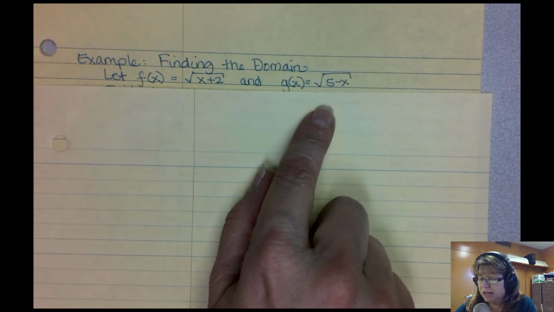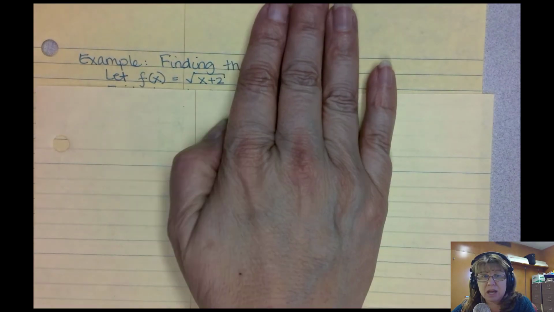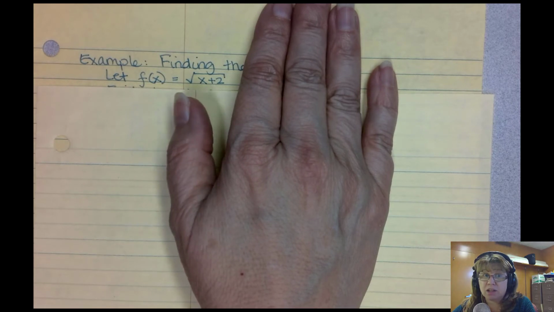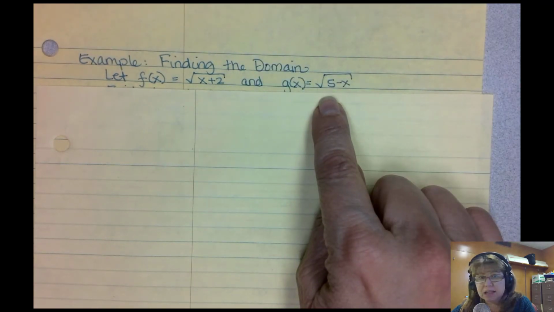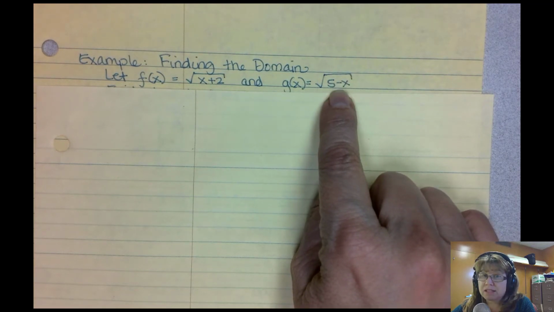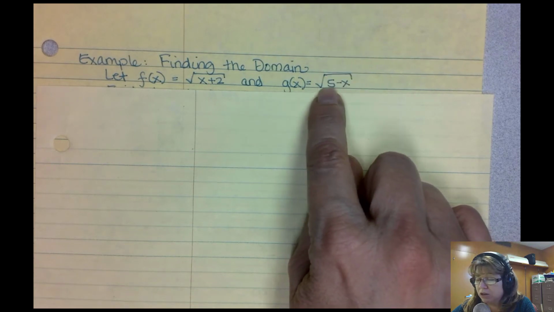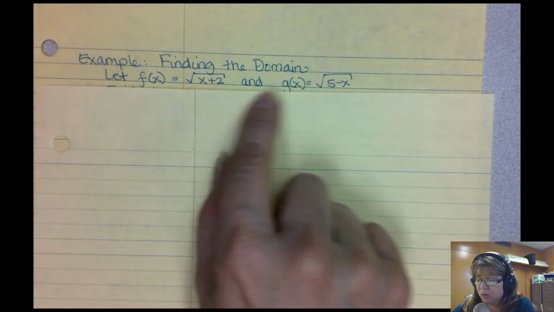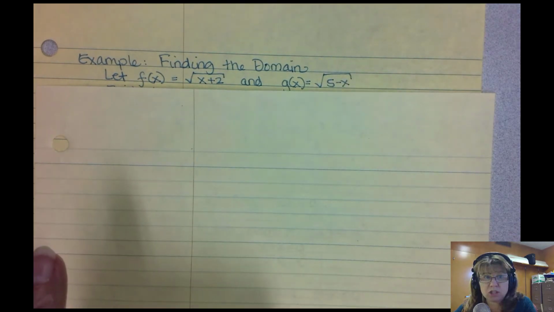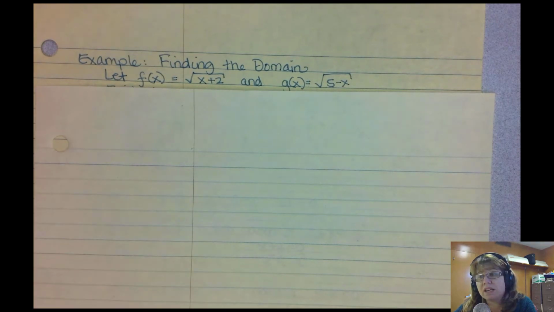Now, here's the thing. If I just had f of x, this value inside my radical must be 0 or a positive number. Otherwise, I'm not in the real numbers. For g of x, likewise, this value inside the radical must be 0 or a positive number. Otherwise, I'm not in the real numbers. In other words, inside the radical cannot be negative. So we have to keep that in mind. But anytime that I combine these two functions, both of the limitations for f of x and g of x must be upheld.